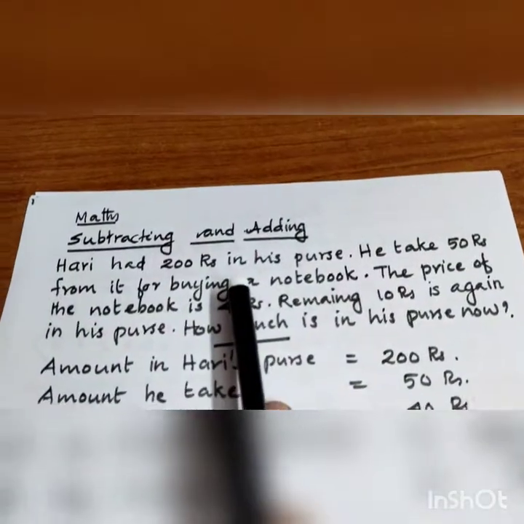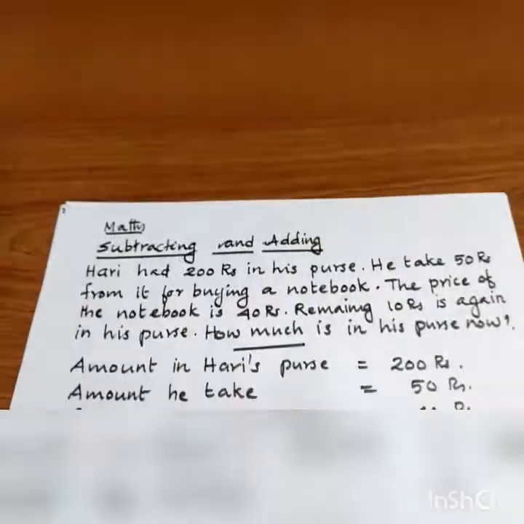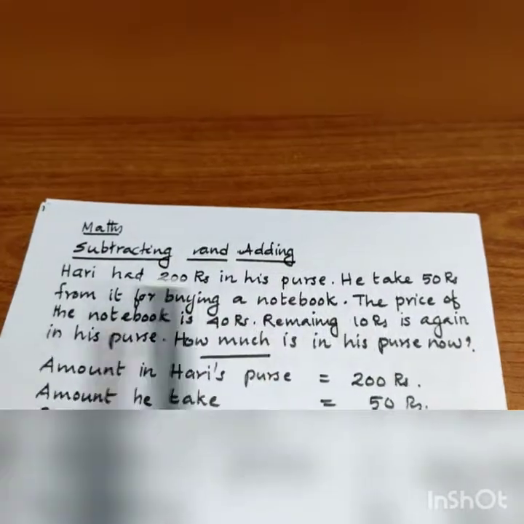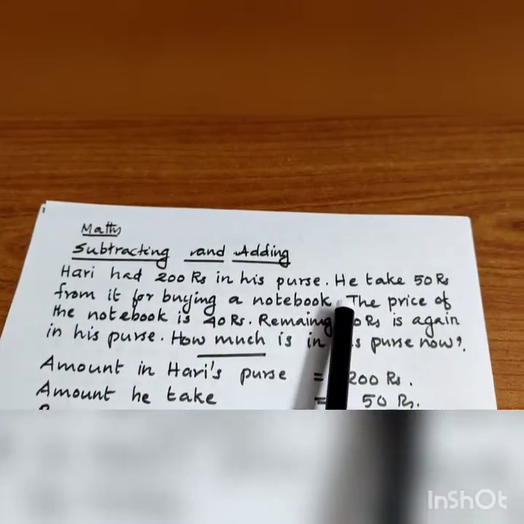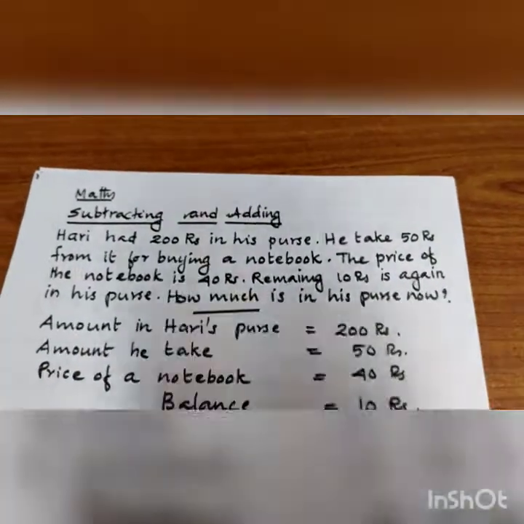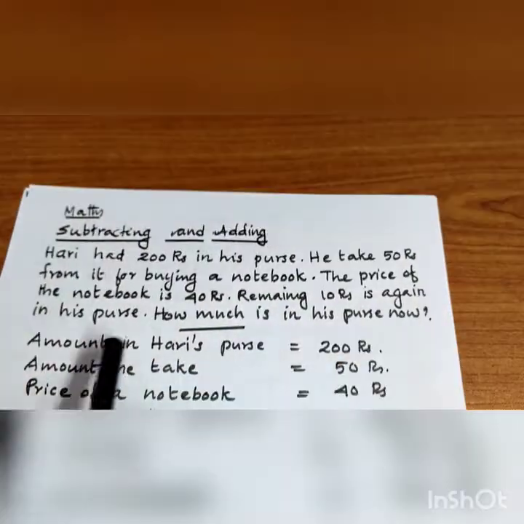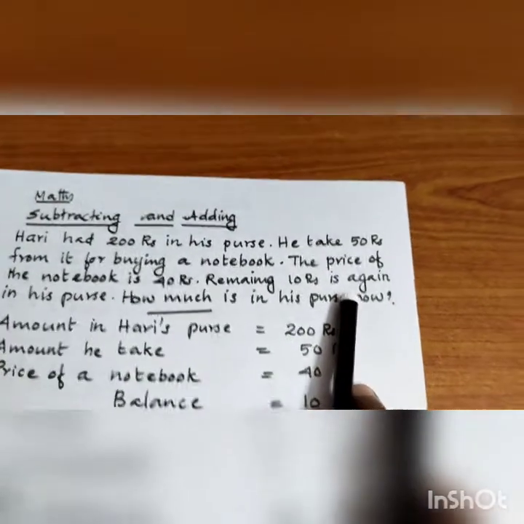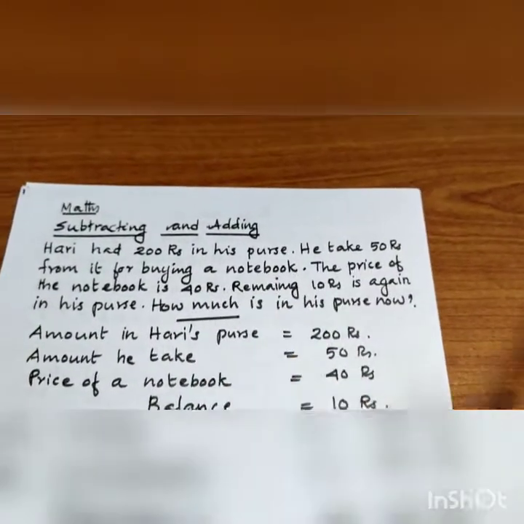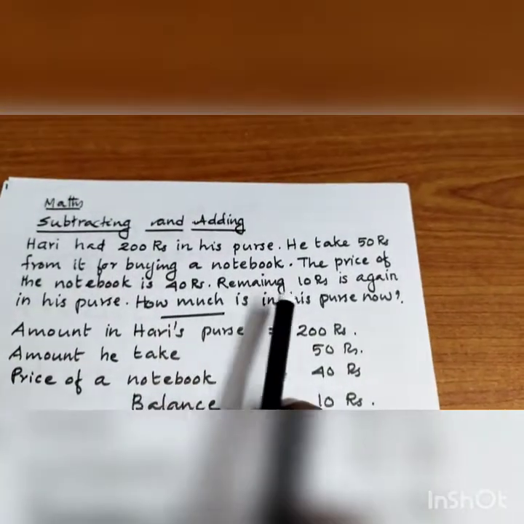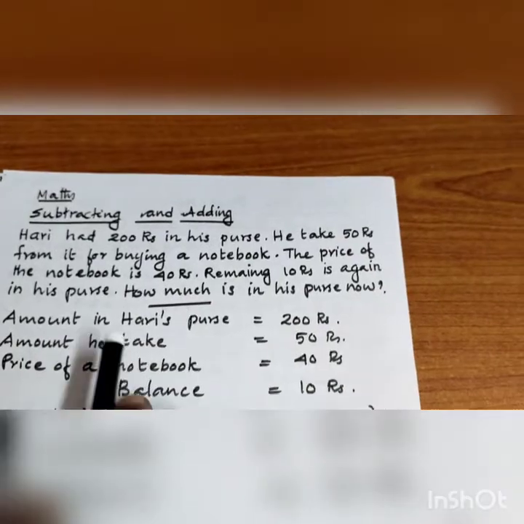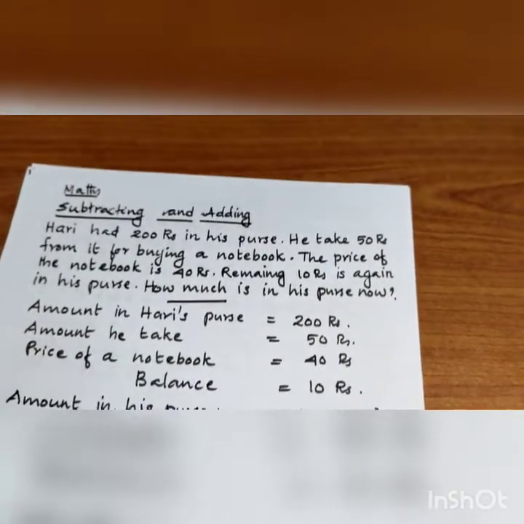The next is subtracting and adding. Harry had 200 rupees in his purse. He took 50 rupees from it for buying a notebook. The price of a notebook is 40 rupees. The shopkeeper gave back 10 rupees. The remaining 10 rupees is again in his purse. Then how much is in his purse now?